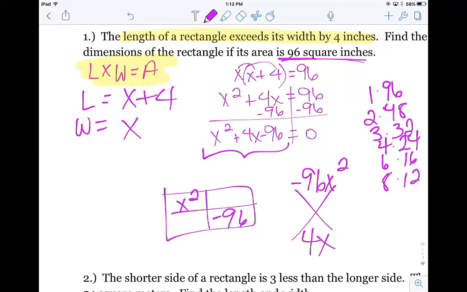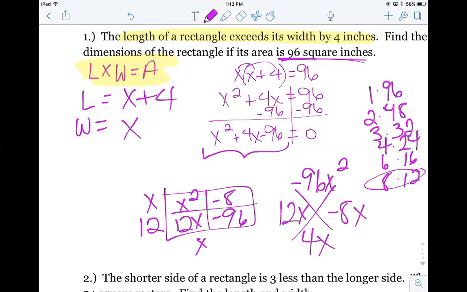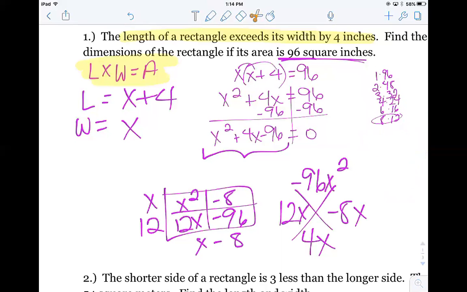We need one of them to be negative so that they add to give a positive 4 but multiply to give negative 96. So it's going to be 12x and negative 8x. We plug them in, pull out the x's that are going to be on the outside, and then we can find our missing pieces. So we're factoring like normal.